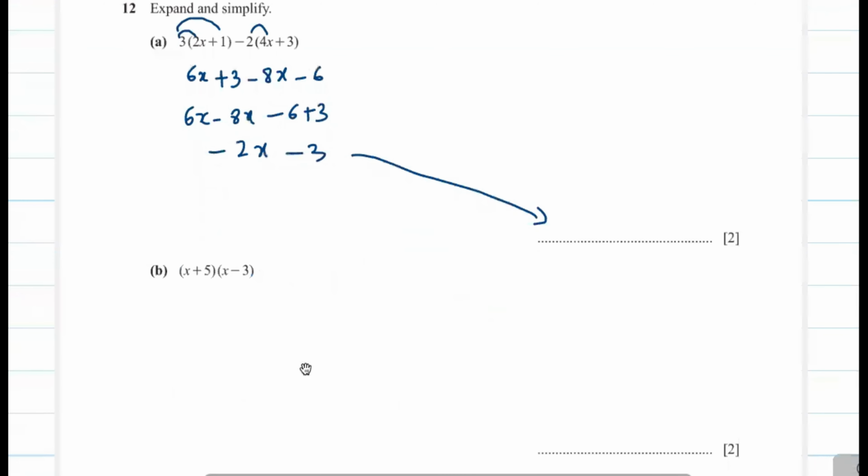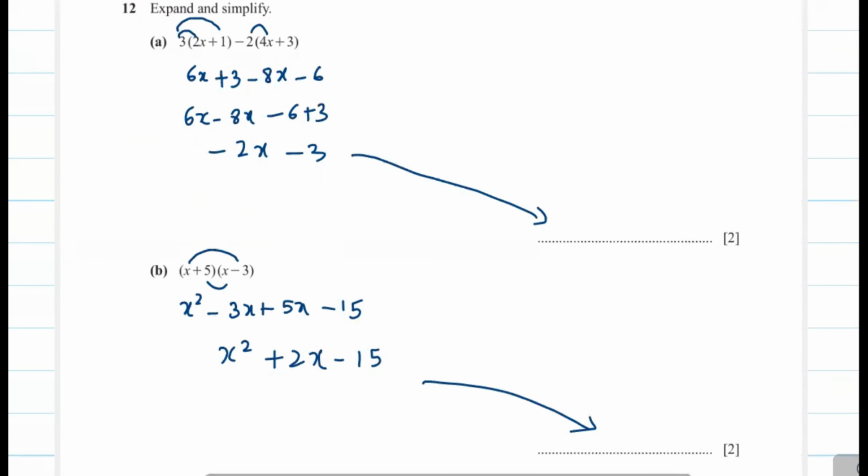Now next is part B. You see here in part B, x plus 5 into x minus 3. You multiply x into x, that is x square. Now x into minus 3, that value becomes minus 3x. Now 5 into x is plus 5x, and 5 times 3 is minus 15. Therefore you can write it x square plus 2x minus 15 is the answer.